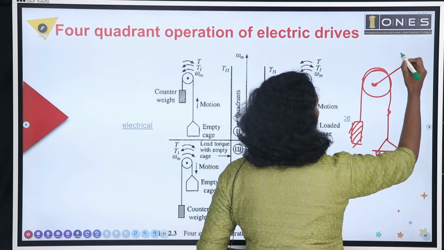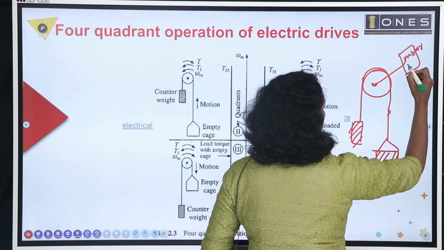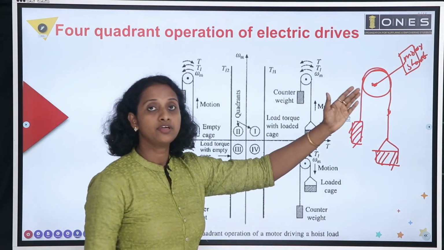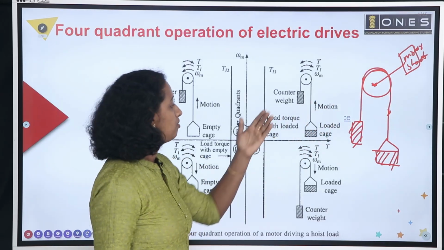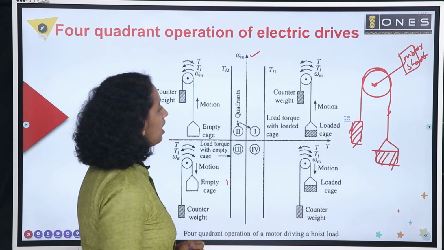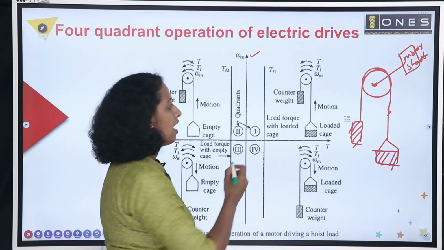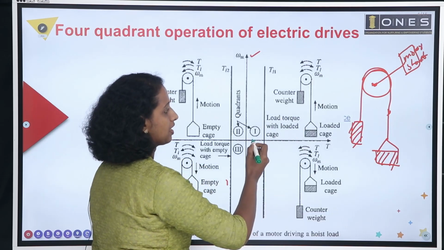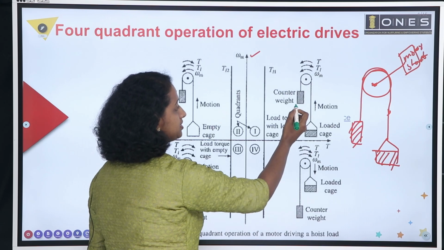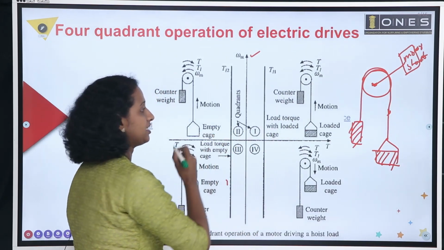So this hoist is connected to a motor shaft. It is driven by a motor. Now, look at the first quadrant, this one. You can see this cage is loaded and there is a counterweight. The weight of the counterweight should be greater than the empty cage.